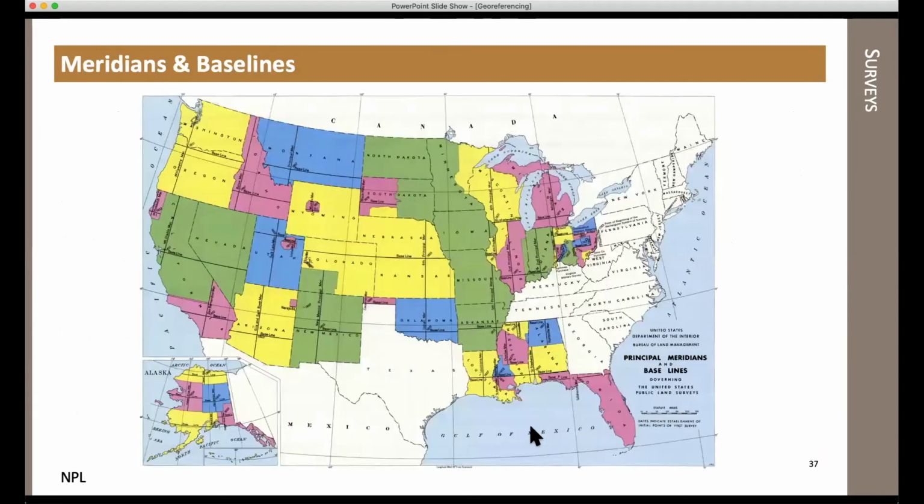Now, this is what the meridians and baselines look like. And one of the things you will notice is that some states have more than one meridian and baseline. So you either need to know which meridian and baseline you're dealing with, or you need to know what county it's in. If you know the county, it's pretty much unambiguous. But you notice here's Oklahoma, the panhandle has a separate meridian from the bulk of the state.